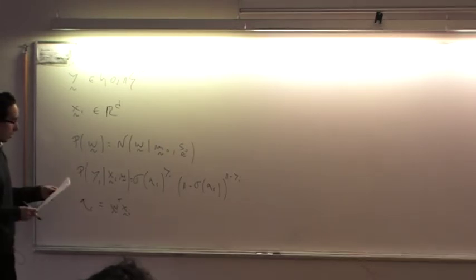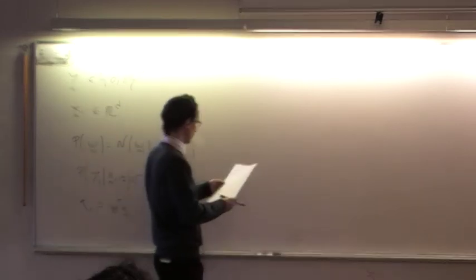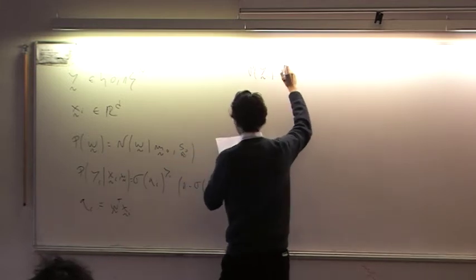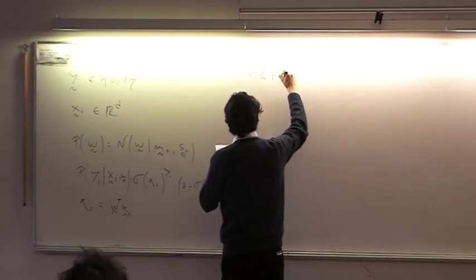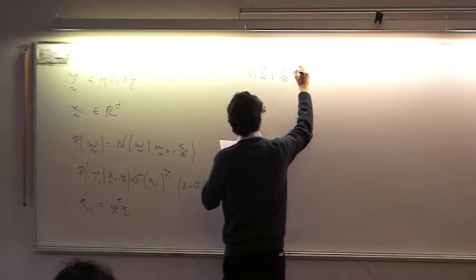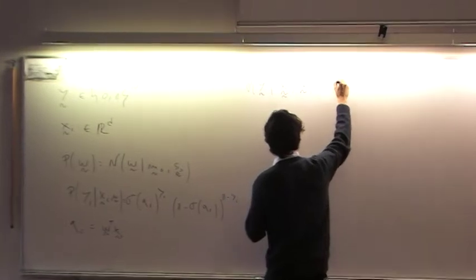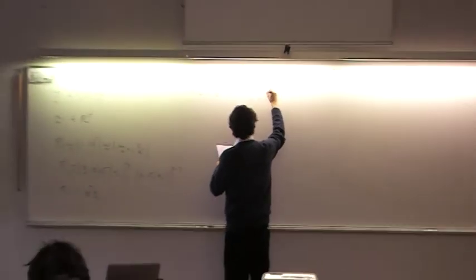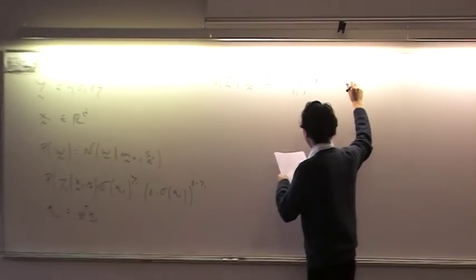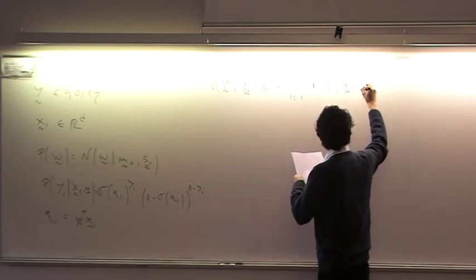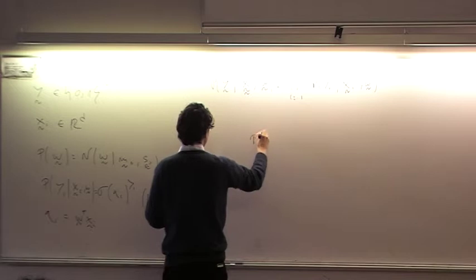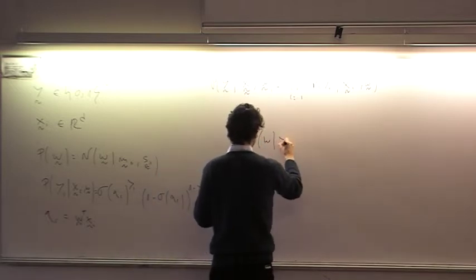This is the probability of y, the vector y given all the features and the hyperplane, which is just the product of all these factors. I have that the posterior is just the product of the joint.